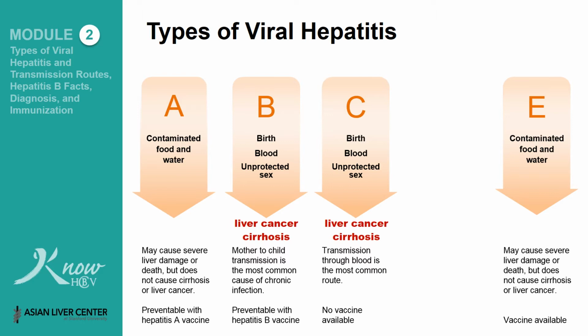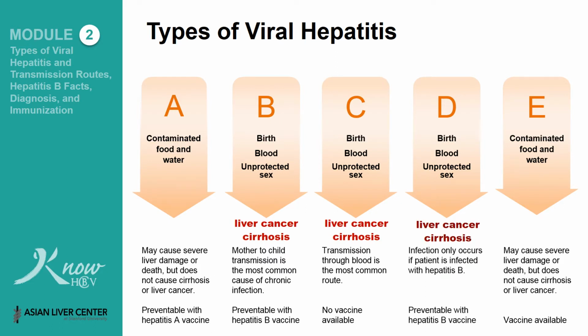There are safe and effective vaccines to prevent hepatitis A and B, but there is no vaccine available to prevent hepatitis C. There is a new hepatitis E vaccine from China, but currently it is not recommended for routine use. Hepatitis D is mainly transmitted by blood and unprotected sex. Note that hepatitis D infection can only occur in patients who are already infected with hepatitis B. Hepatitis D infection can become chronic and cause cirrhosis and liver cancer. Preventing hepatitis B infection by vaccination will protect you from hepatitis D infection.